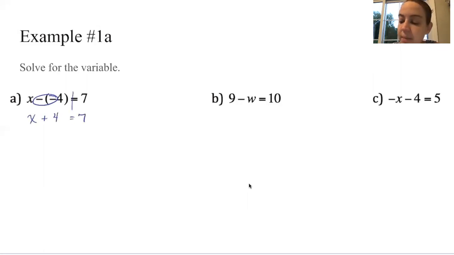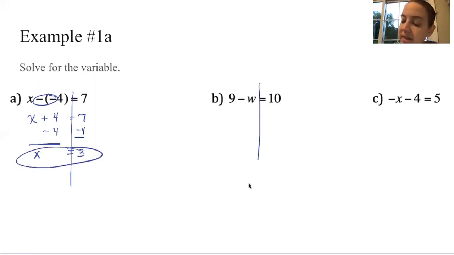Now, this is a one-step equation like we did yesterday. A few of you out there were telling me that this would be equal to 11, but that's not true. We have to subtract 4 from both sides. X is equal to 3. That's the solution.